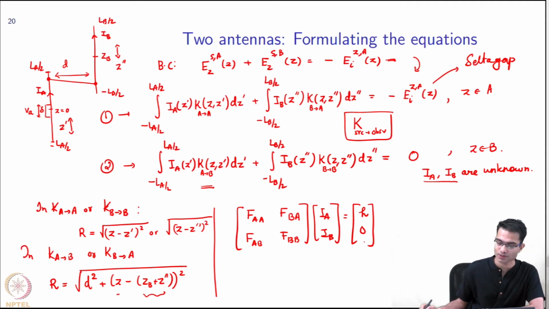So, what will be the size of these submatrices? F are all submatrices, FAA are submatrices. What will be the size of, for example, this or this?